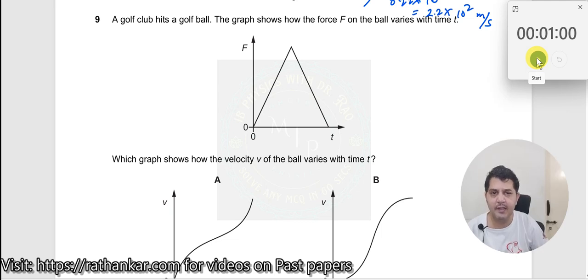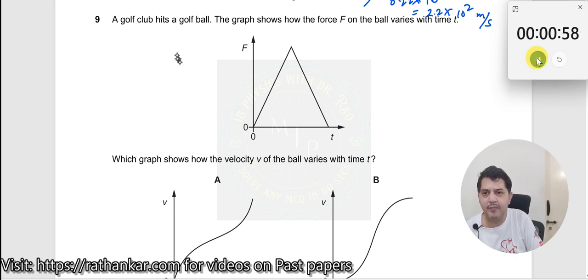Question number 9. A golf club hits a golf ball. The graph shows the force F on the ball varying with time t. Which graph shows how the velocity v of the ball varies with time t? Here you are given an F-t graph, and we have to find the v-t graph.